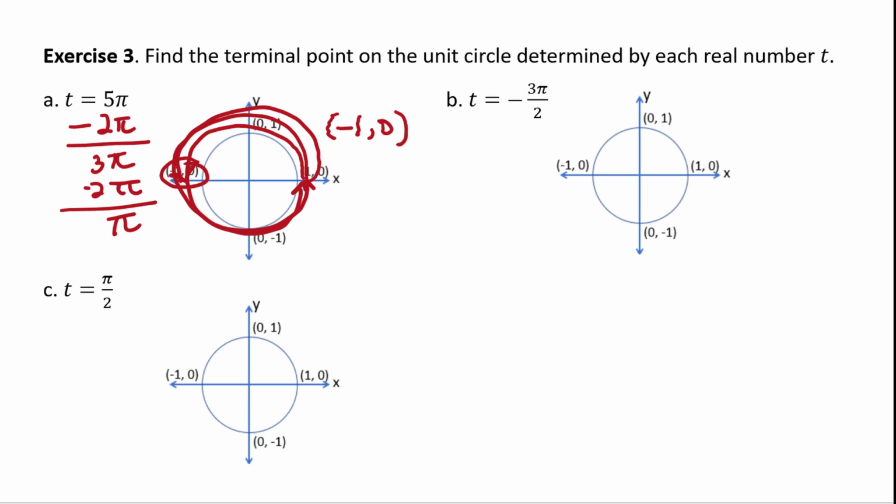Now, part B, t equals minus 3 pi over 2. Again, we begin at 1, 0.